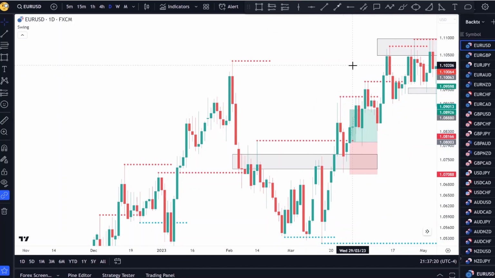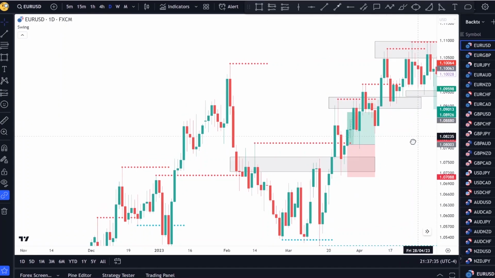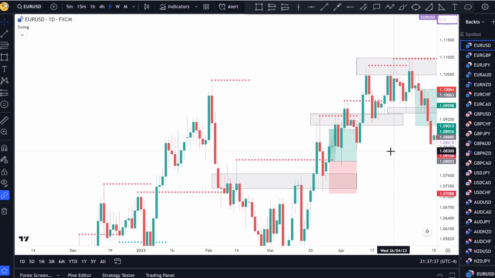And we have another level here as well. Now, obviously I see where the price is going afterwards, so this is in hindsight, but we're gonna do backtesting and we'll see the actual strategy. This is just for educational purposes for now.